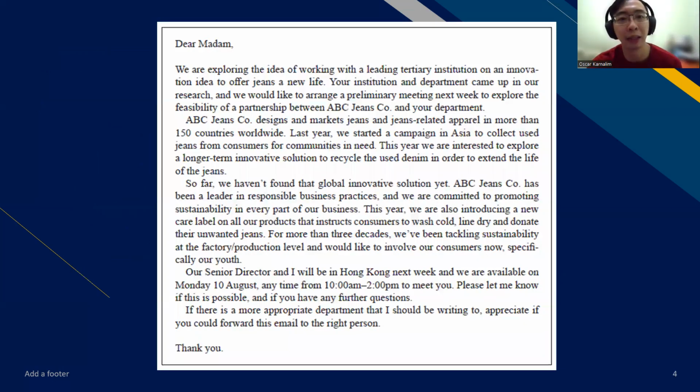So this is one example of an inquiry message. At the beginning, as you can see, the first paragraph is stating the aim of the message, whether it is possible to have a partnership between ABC Jeans and the department. And after that, the second and the third paragraphs are more about the background of ABC Jeans.